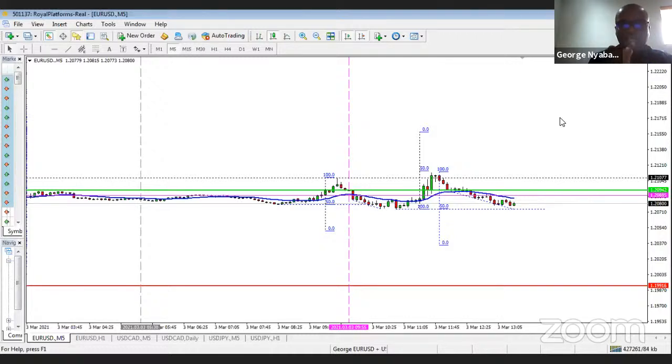Guys, do you wait for the candle to break? That's for the USD card.